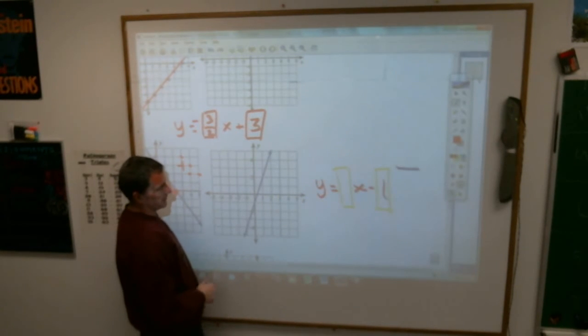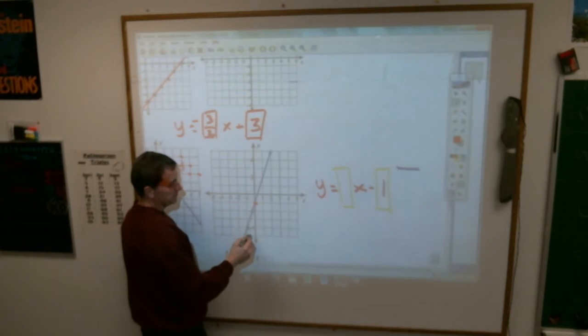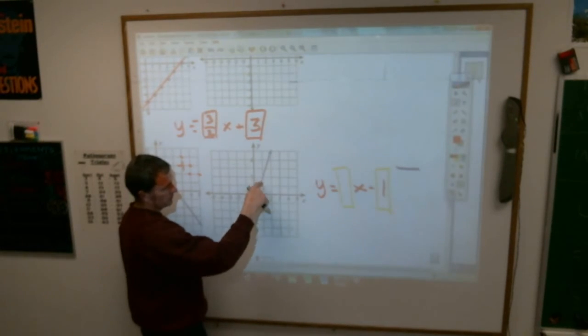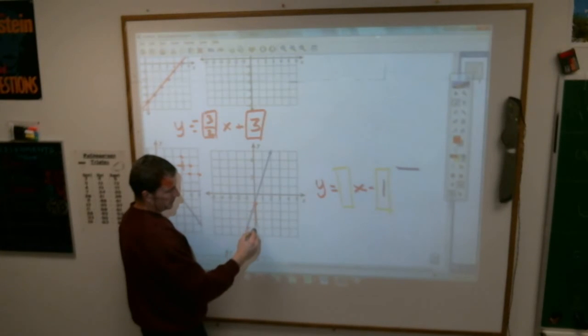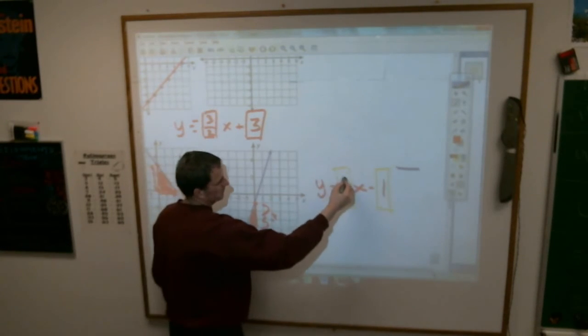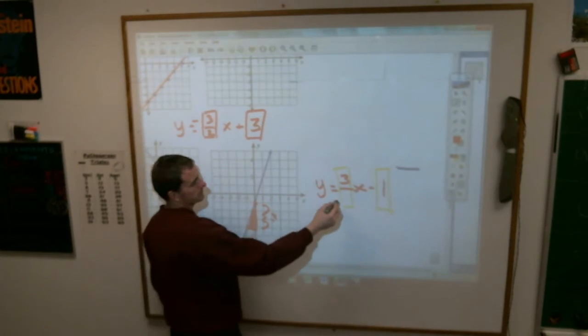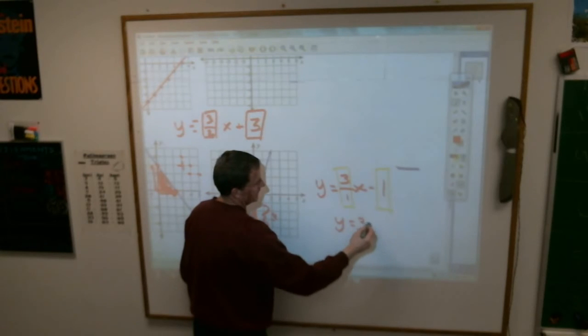Here's where you need to find a couple places. Looks like here, and looks like here's one. You could have picked this one too, it's not going to matter. Draw your triangle. How high is my triangle? From there to there is 3. How wide is my triangle? Just 1. So y equals 3x minus 1.